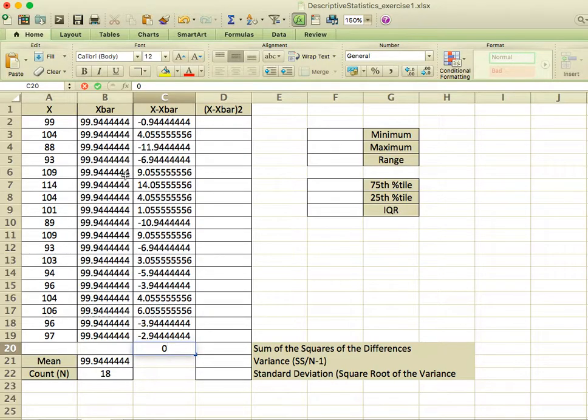Well, isn't that kind of what the mean represents? It represents an arithmetic average for all of the values. So if I look at all the differences, they should really be even.